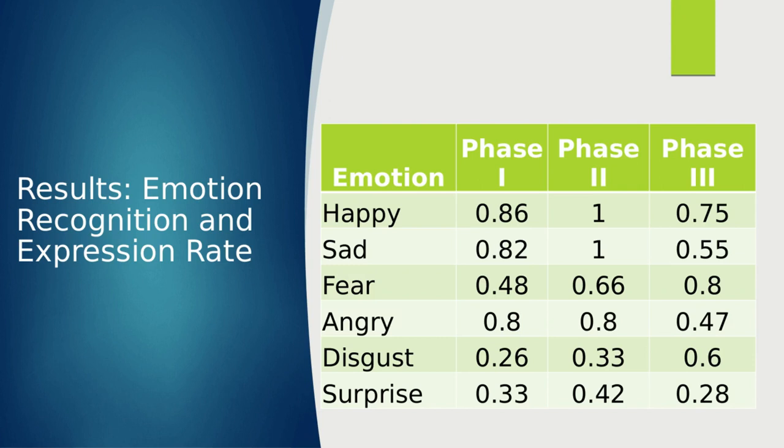Furthermore, these results support previous studies that indicate that the disgust and the fear emotions are difficult for children with ASD to recognize. And that's consistent with the evidence that children with ASD have particular deficits in recognizing negative basic emotions. Additionally, in the third phase, some participants found it hard to differentiate between the happy and surprised in the storytelling. They chose happy instead of surprise.